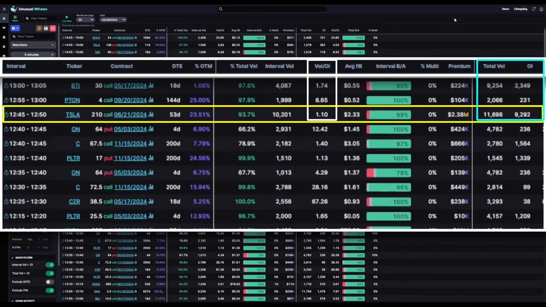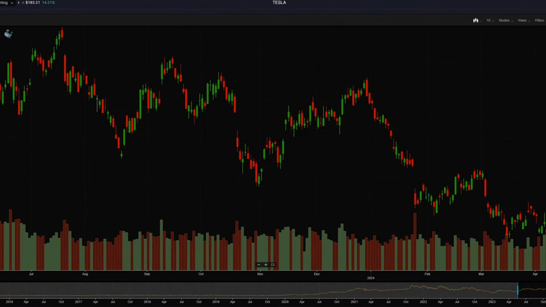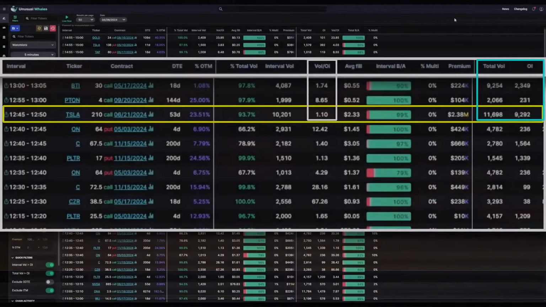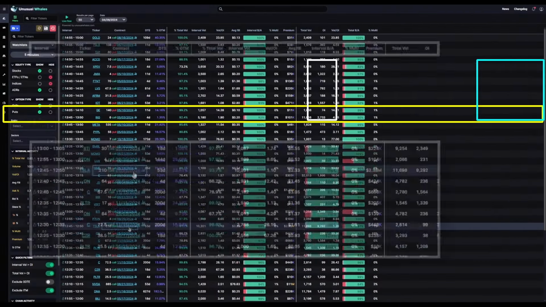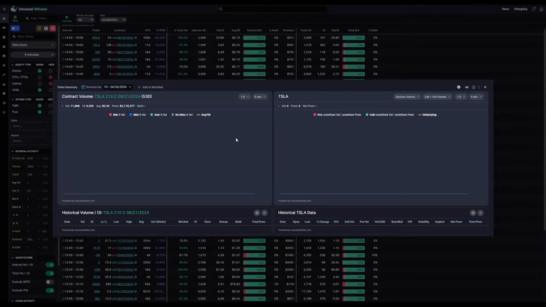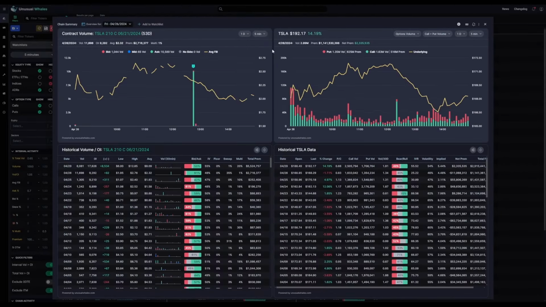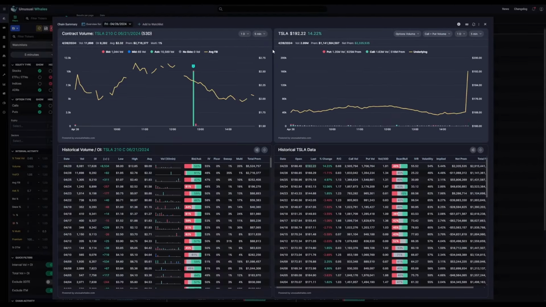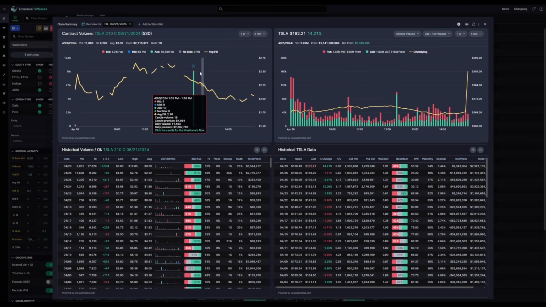Not only that, I kind of had the context that Tesla has been taking a bit of a beating lately, and many were betting on a rebound in the stock. Now, clicking into the chain summary of the contract for April 26th, we can see fairly clearly that nearly all of the volume transacted came within that 5-minute time frame, and almost all of it transacted at the ask side.